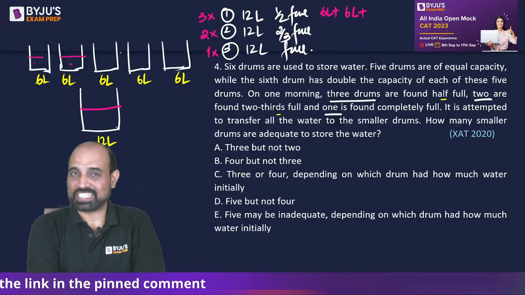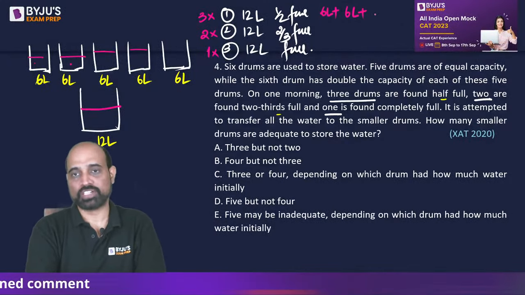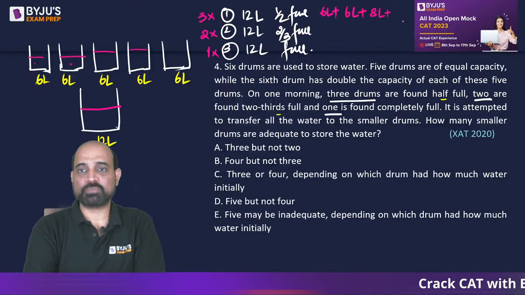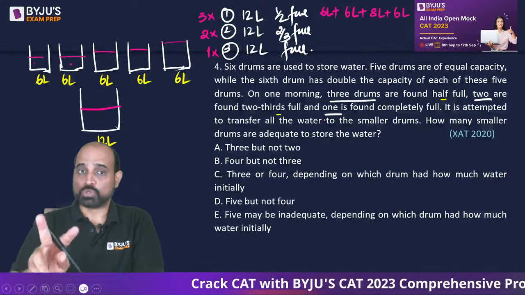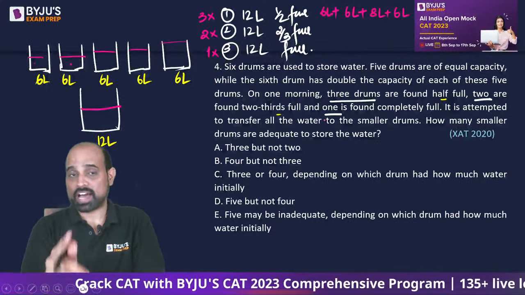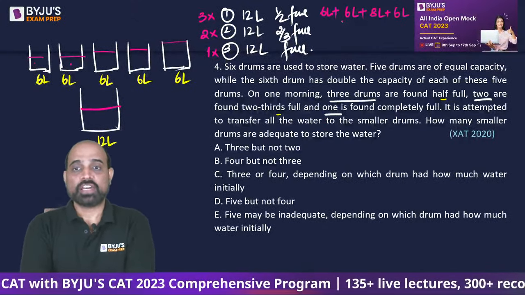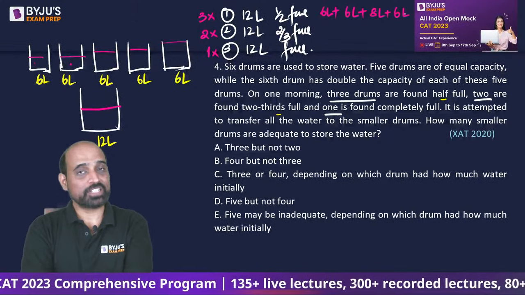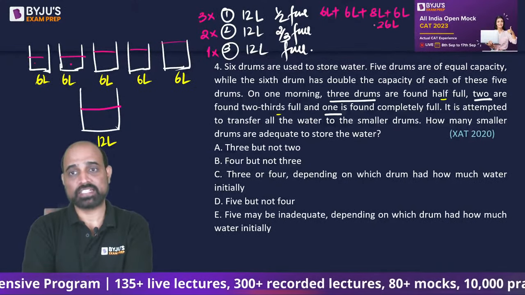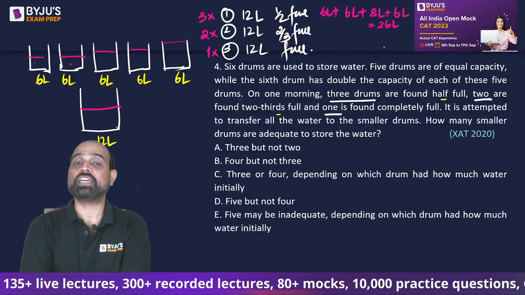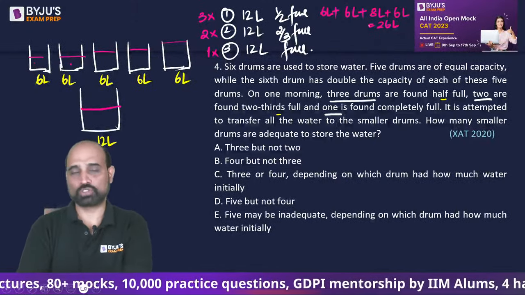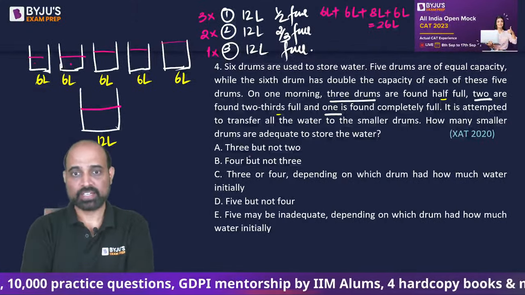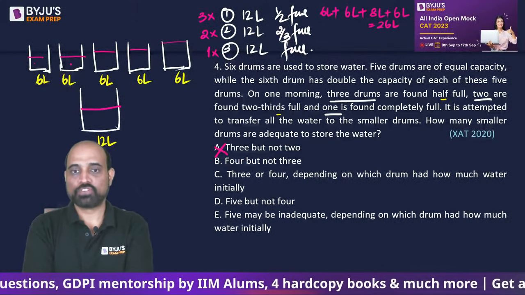So 2/3 of 6 liters means we will have 4 liters and 4 liters. That is going to be 8 liters full. And then 1 of them is going to be completely full. That is 6 liters. Chalega? 2 2/3, 1 full, and 3 half full. That half is from there. If we count the total volume, this is going to be 6 into 3, 18, 18 plus 8, which is 26 liters overall. 26 liters would mean we will need 4 smaller tanks and the 5th one. So minimum 4 to chahiye honge, right? It says 3 but not 2, 4 but not 3.